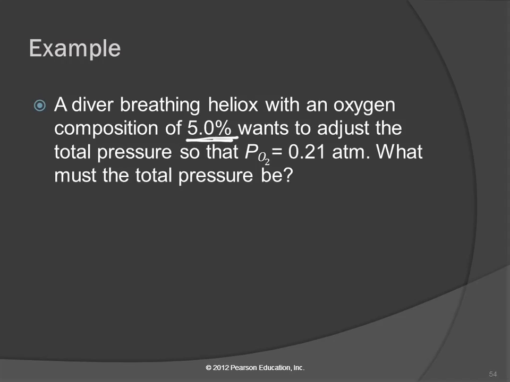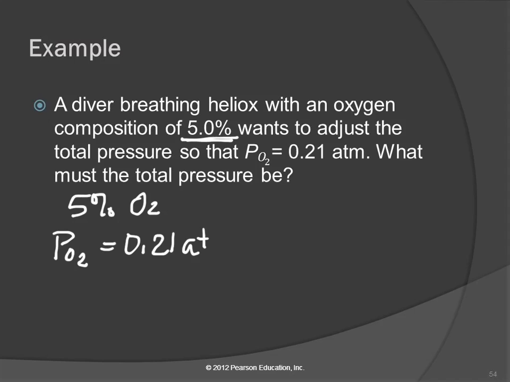What's this 5% about? 5% of the mixture is oxygen, right? So it's 5% oxygen. We know that the partial pressure of the oxygen is 0.21 atmospheres. We want to know what the total pressure is.